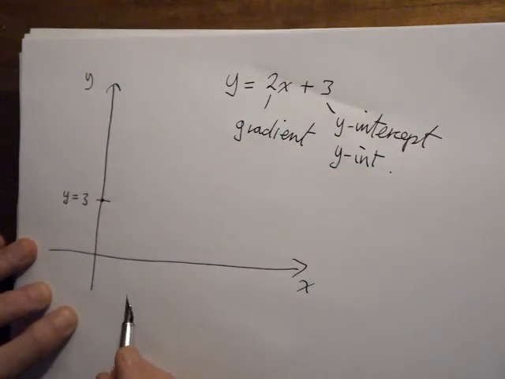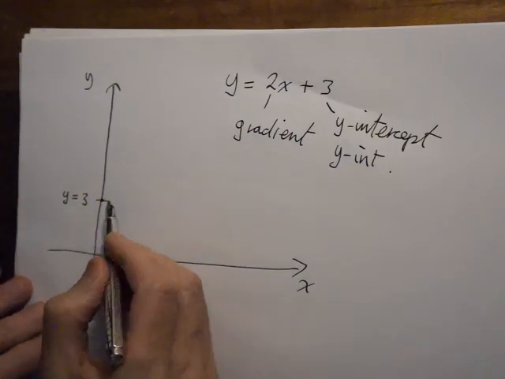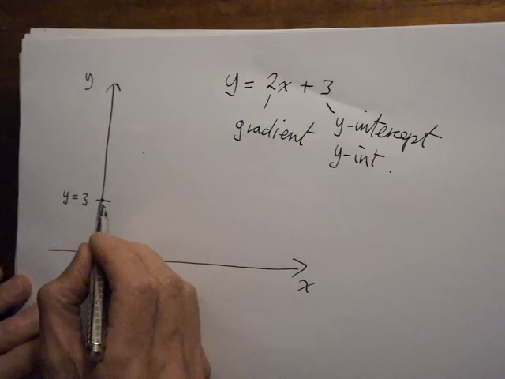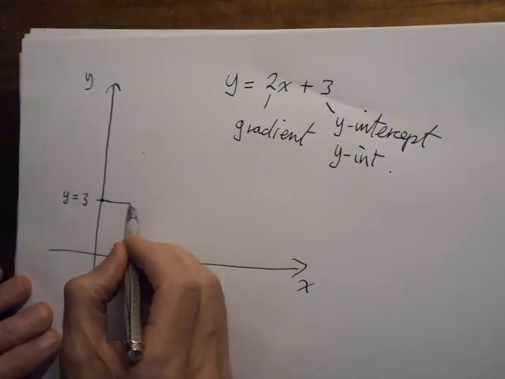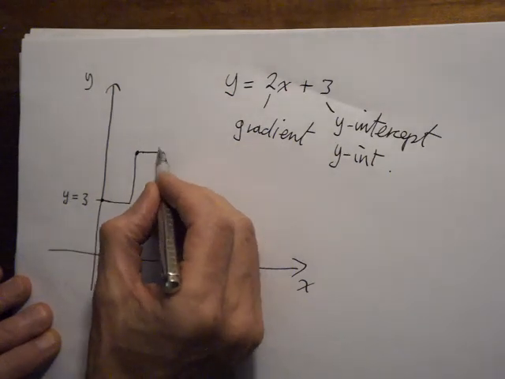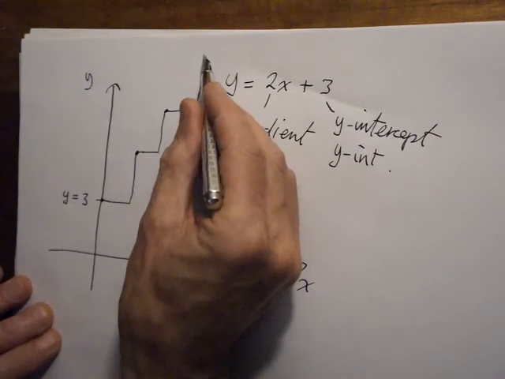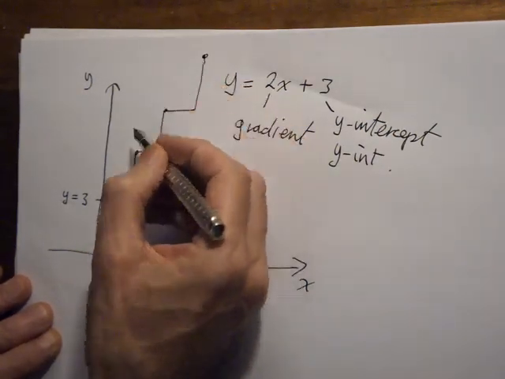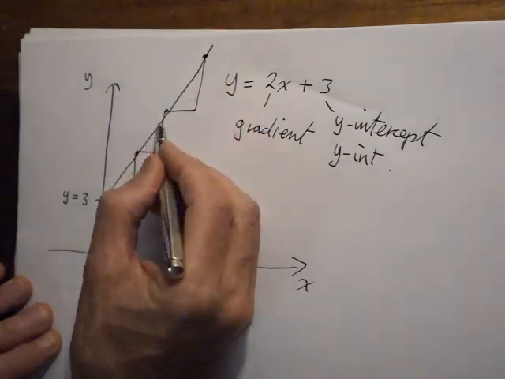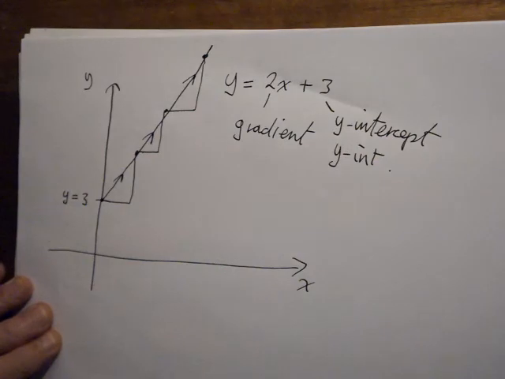In this case, the gradient equals 2. Well, if the gradient equals 2, it means for every 1 along, it goes up 2. So we can go along 1 and up 2 to this point, along 1 and up 2 to that point, along 1 and up 2 to that point, and that means that our straight line is going up here like this. There's the actual line travelling along there.